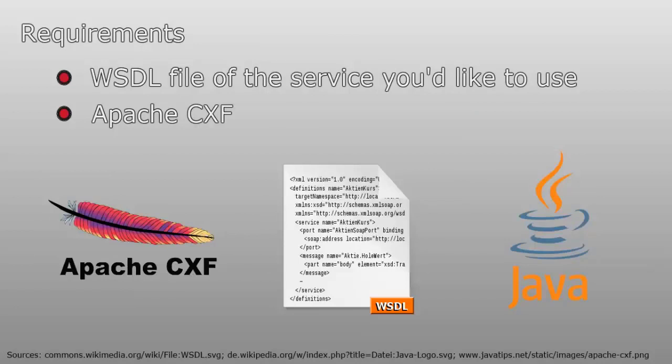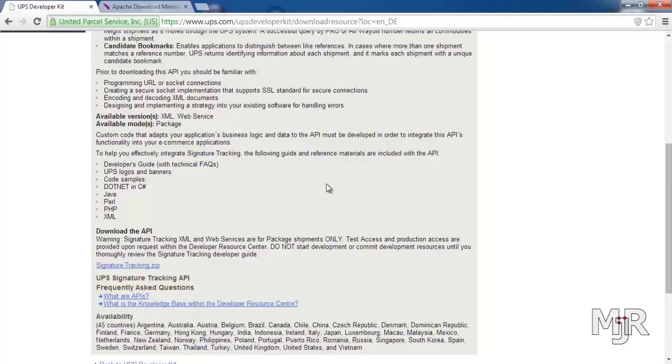And what do we need to use it? Well, it actually isn't all that much. Two downloads are all you'll need, given that you already have a development environment. At first, download the signature tracking package. A download link can be found on the UPS website. This package contains the WSDL files I have just mentioned, so it is technically all we need.